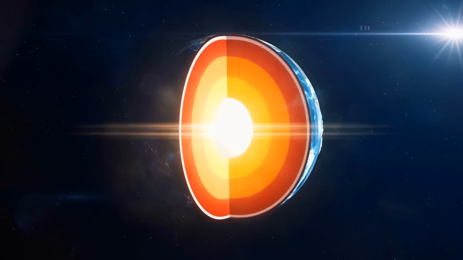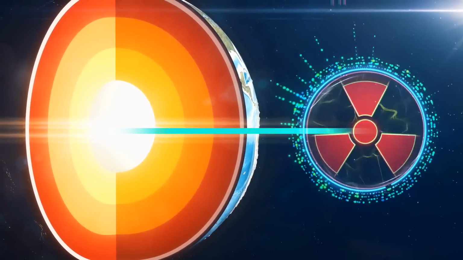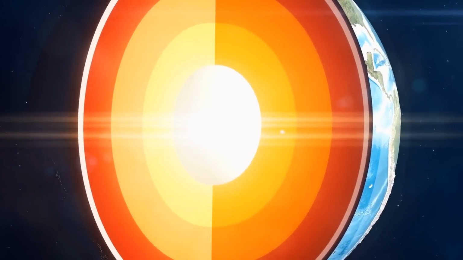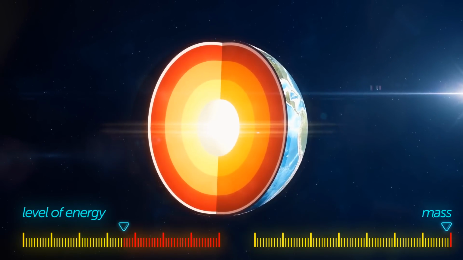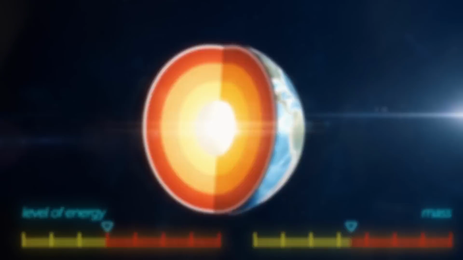Also, the planet's core is like some sort of big nuclear reactor. It runs all the time, so it gradually loses energy, which means it's losing mass too.